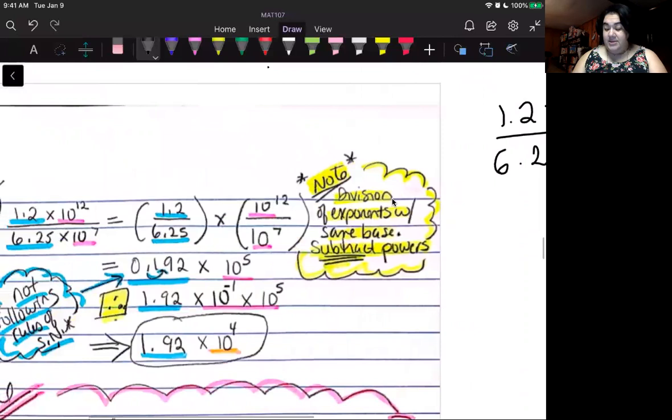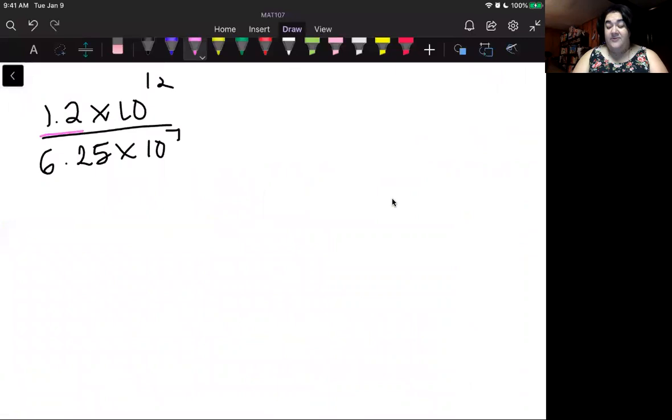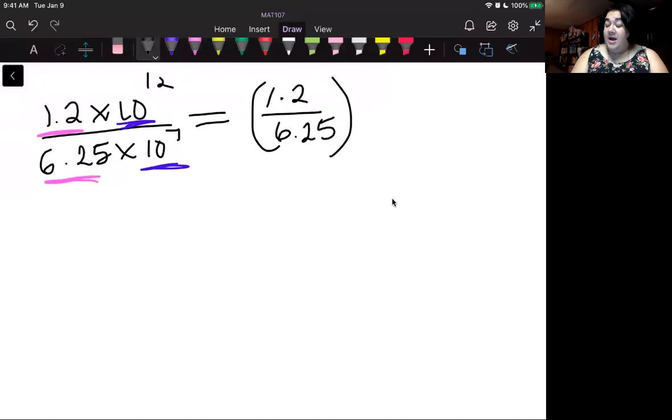So again, the rule is we're going to work with our A's first, and then we're going to work with our powers of 10, right? So first, we're going to divide our A's. That means that we're going to have 1.2 divided by 6.25, right? Times, we're keeping that times because remember this is being multiplied, and now we're going to do our powers of 10. 10 to the 12th divided by 10 to the 7th. So here's our A's being divided, and here's our powers of 10 being divided.